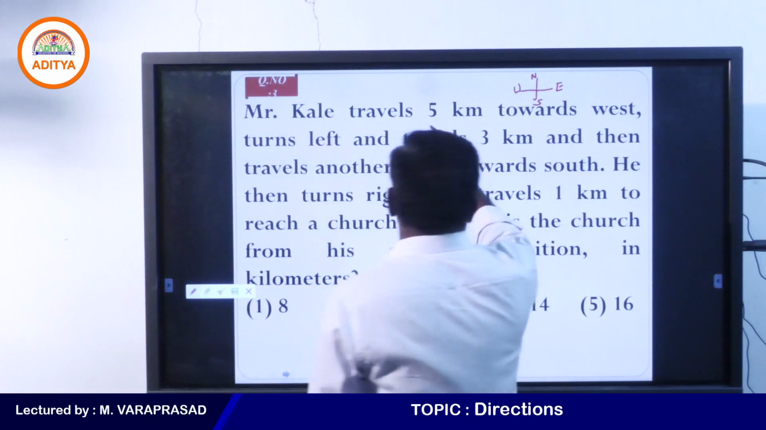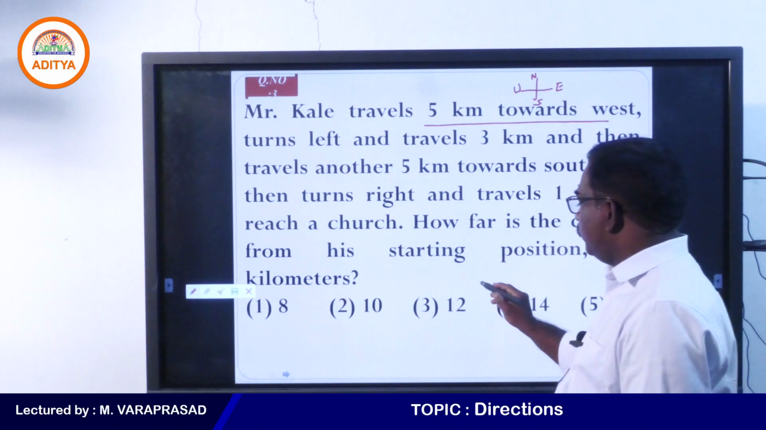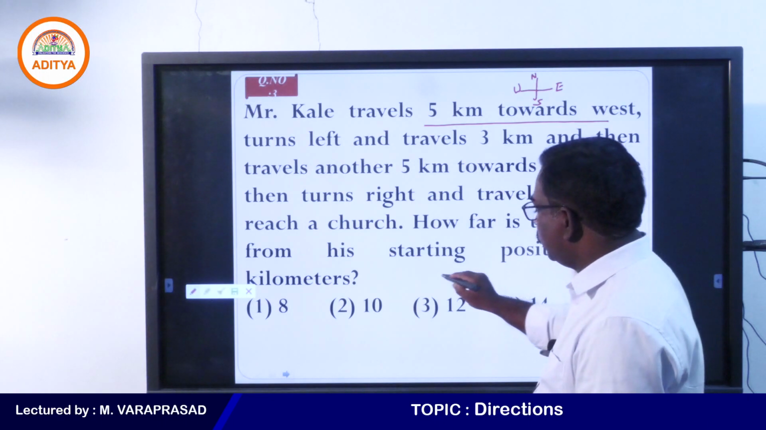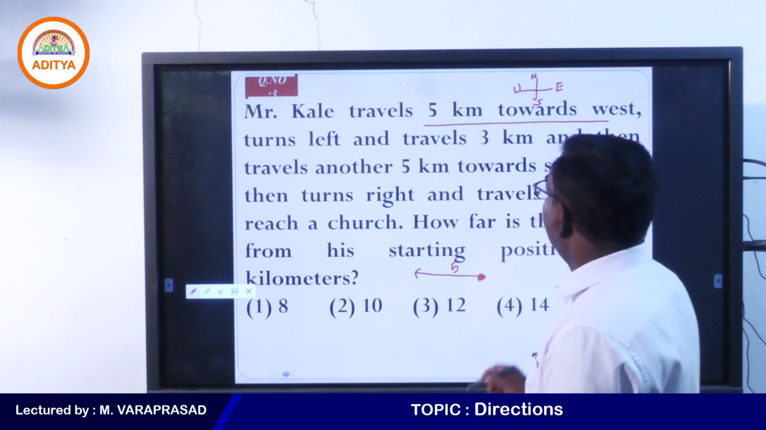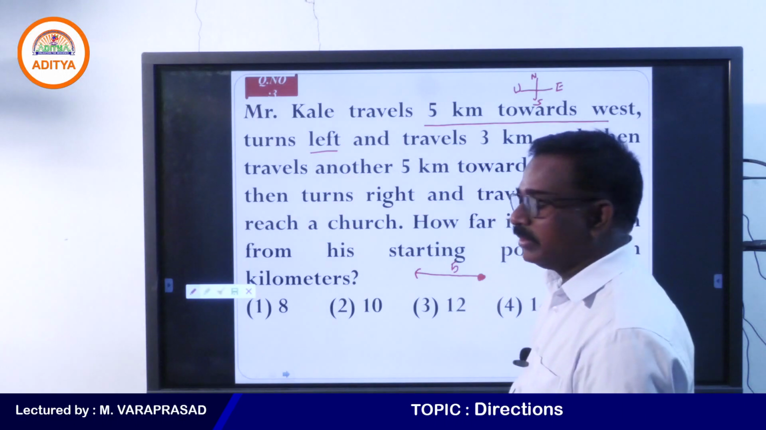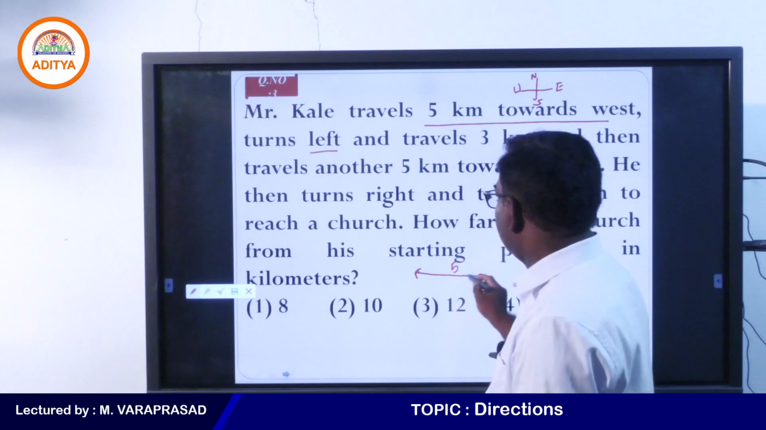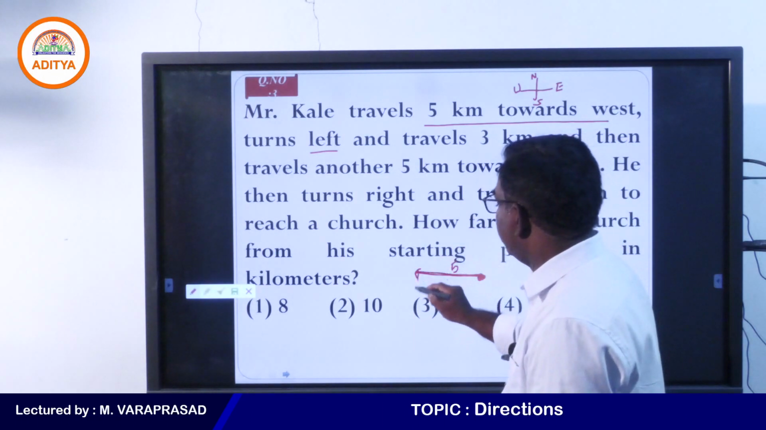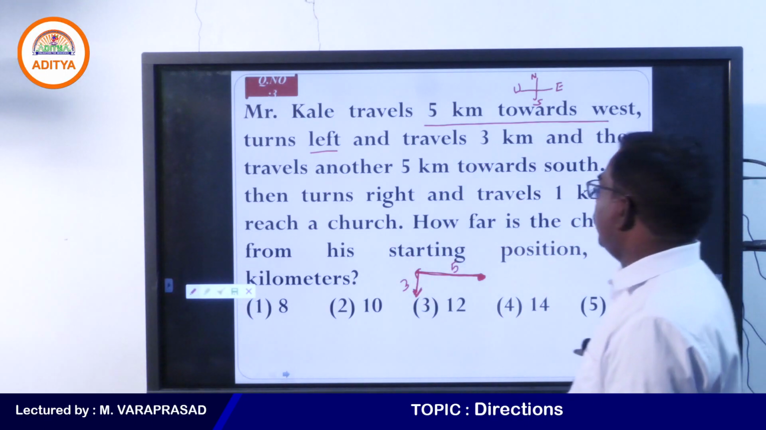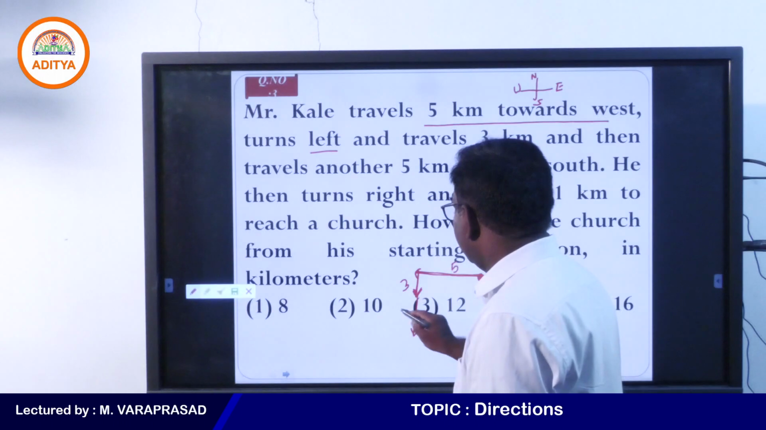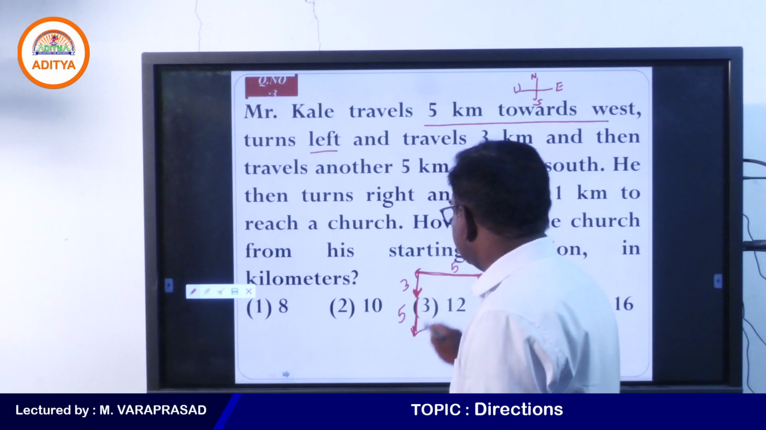Kale travels 5 kilometers towards west. Suppose you take this point as the initial point, 5 km towards west. After that, what happened? Turns left, meaning anti-clockwise, and travels 3 kilometers. Now see, and then travels another 5 km towards south, from this place another 5 km towards south.